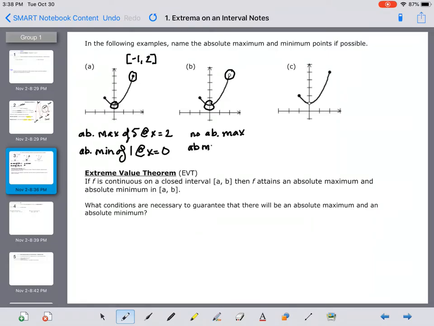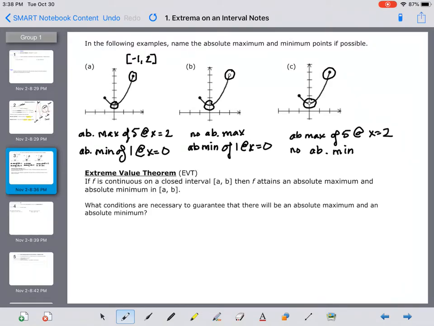Still the same one, so it's still 1 at x equals 0. Okay. On C, we definitely have that absolute max, same one as the first graph, of 5 at x equals 2. But where our min would be is undefined. So we have no absolute min.